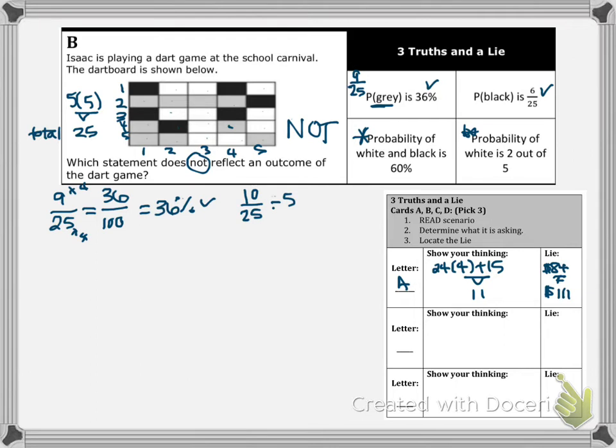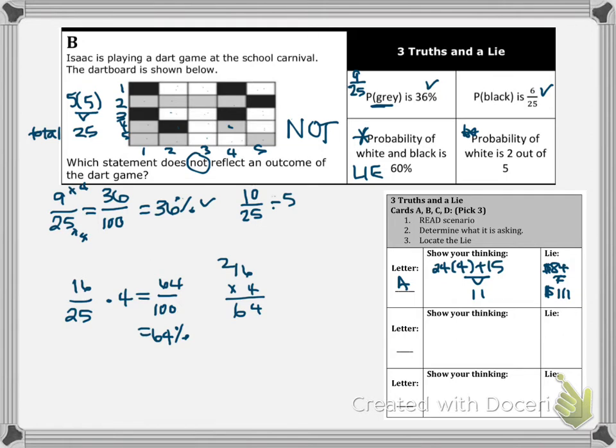So the probability of white and black is 60%. There's a total of 25, right? And then white and black, there's 1, 2, 3, 4, 5, 6, 7, 8, 9, 10, 11, 12, 13, 14, 15, 16. 16 white and black. And then again, we know how to get percent. We have to multiply by 4. That gives you 100. And then 16 times 4 is 64. So that equals 64%. So that is the lie.